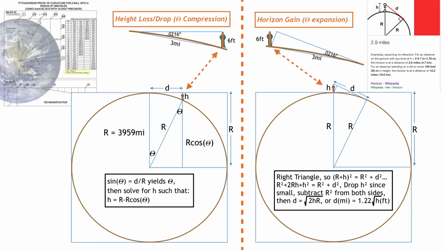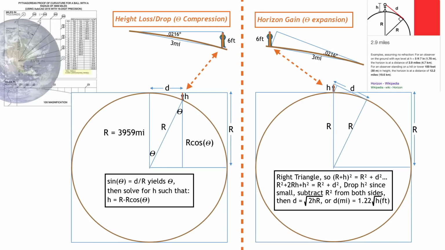The drop h squared is, since it's small, you can just subtract it from r squared from both sides, and then d becomes the square root of 2hr, or distance in miles is equal to 1.22 times the square root of height in feet. So if you just plug in your height in feet above the surface of the circle, you will get the distance d across which you can see.